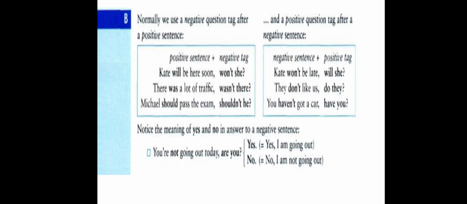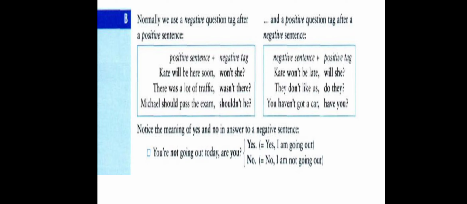Then comes the question mark. The other example, there was a lot of traffic, comma. Here we have was, an auxiliary verb, and it is positive. So it must be negative in the question tag. So we have in the question tag wasn't there. So it became negative in the question tag after the comma. Then comes the question mark at the end.